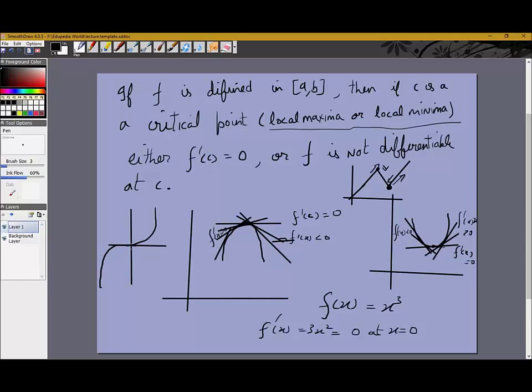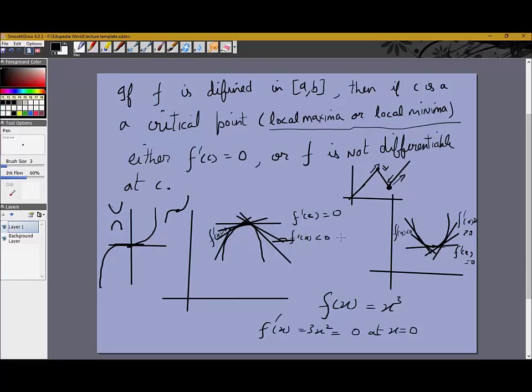So we can see that even though at the origin, at x is equal to 0, the slope is 0, this point is neither a maximum nor a minimum value, right? Minimas are like this, maximas are like this. But if you have something like this, still the slope is 0, but this is neither a maxima nor a minima. So the slope being 0 does not guarantee it's a maxima or minima, but if it is a maxima or minima, that means the slope has to be 0, or else it has to be non-differentiable.